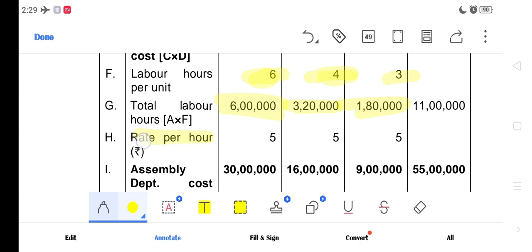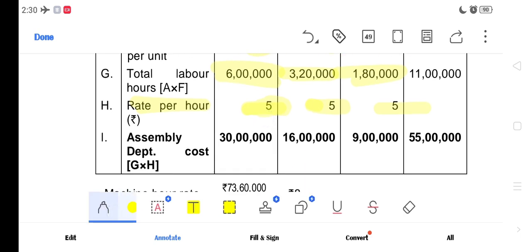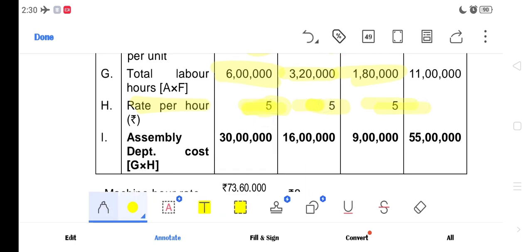And this rate per hour is just below the table. I'll explain within a few seconds, just wait. 5 rupees they have given. I mean, they don't give, but we have to arrive at that 5 rupees. I'll tell you how that 8 rupees and 5 rupees came. As for now, just keep it in mind. So it is 5 rupees per hour.